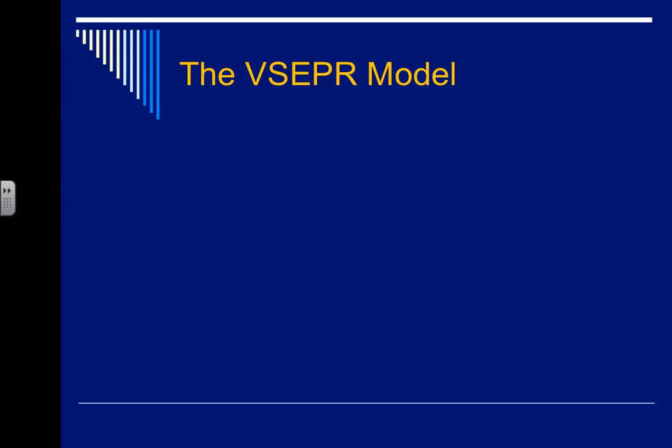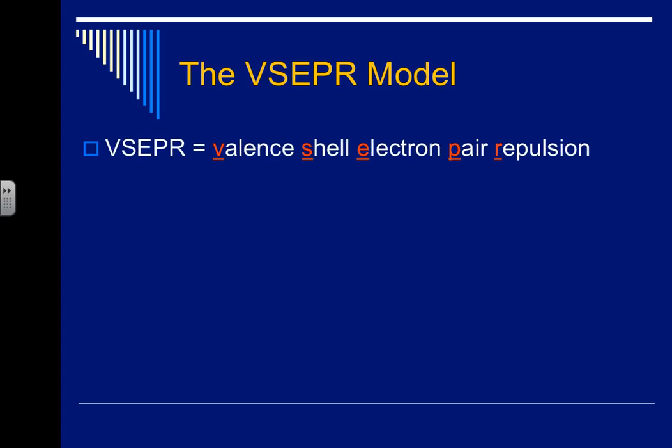So the VSEPR model, what the heck does VSEPR stand for anyway? Anybody want to take a guess? I'll stop talking for a second. You take a guess. Pause the video if you need. Did you guess? Okay, good. Here's what it stands for: valence, shell, electron, pair, repulsion. Ooh, that's a good word, one of my favorites.